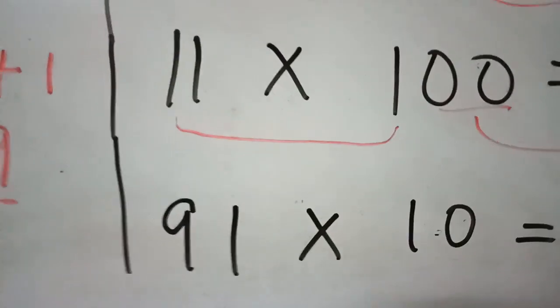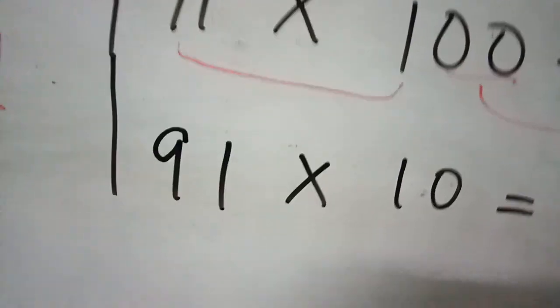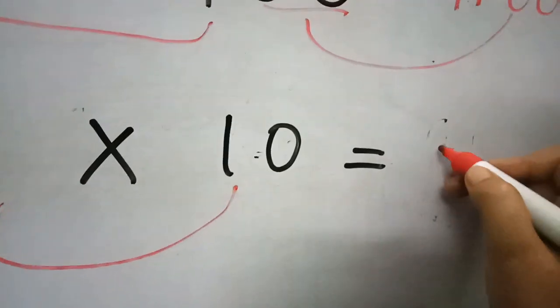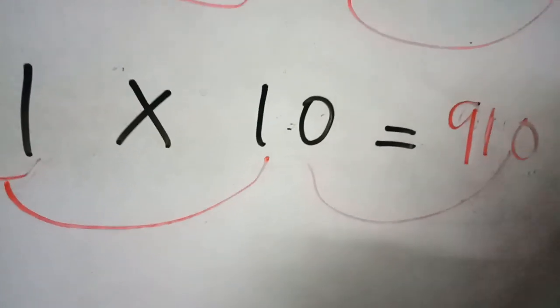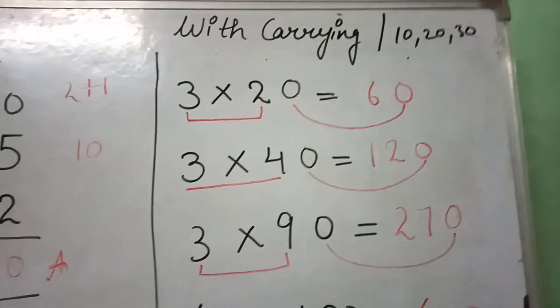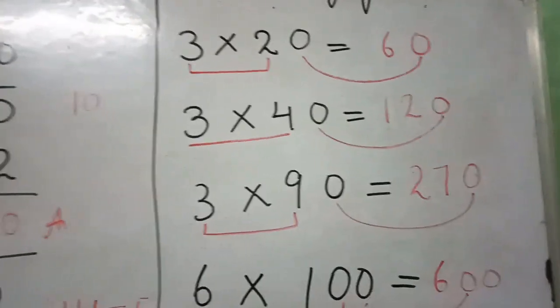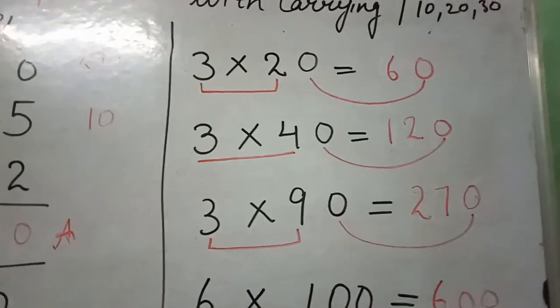Now the last one, 91 multiply 10, right? What will we do? We will multiply this by 1, right? 91 will be here and 0 will be here. So the answer is 910. So you can see here how to multiply sums by numbers that have 0 at the end.